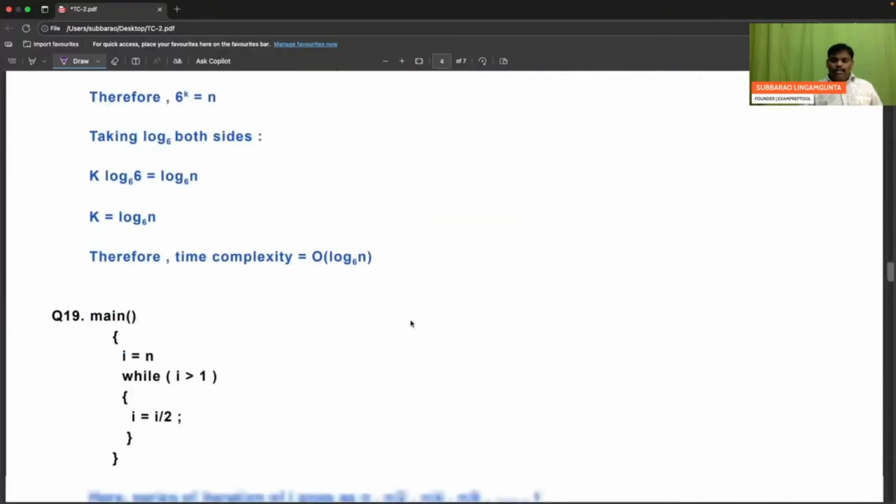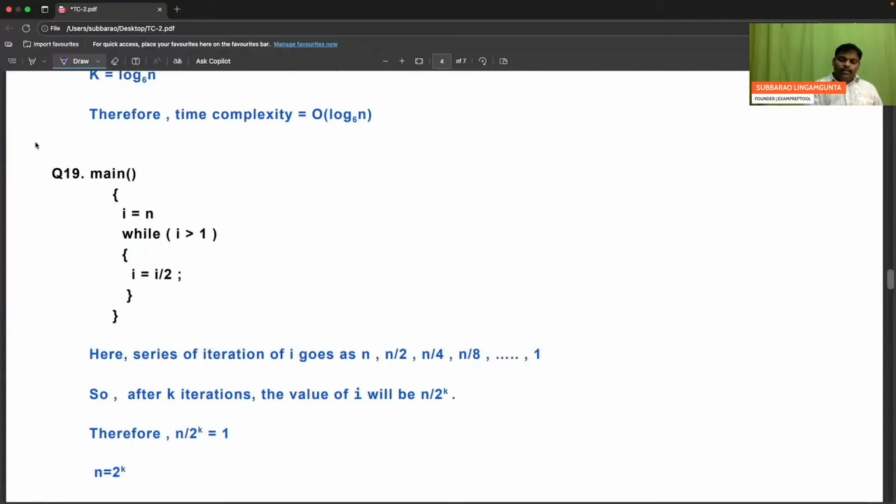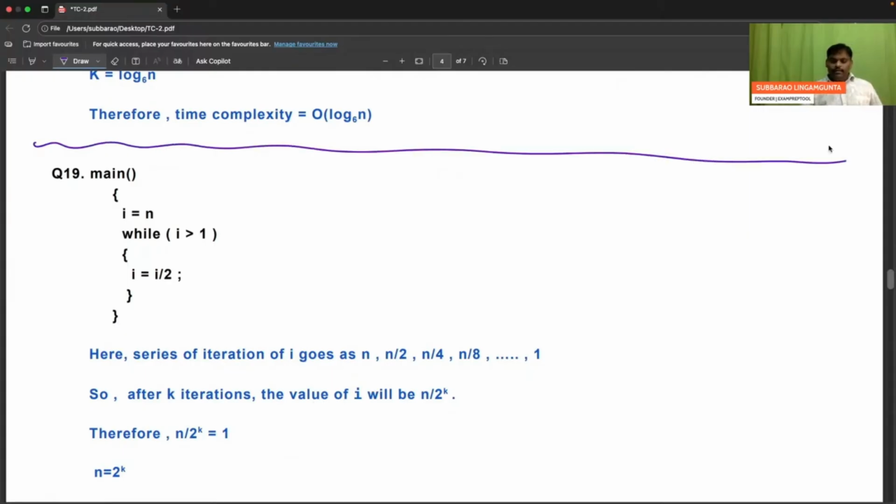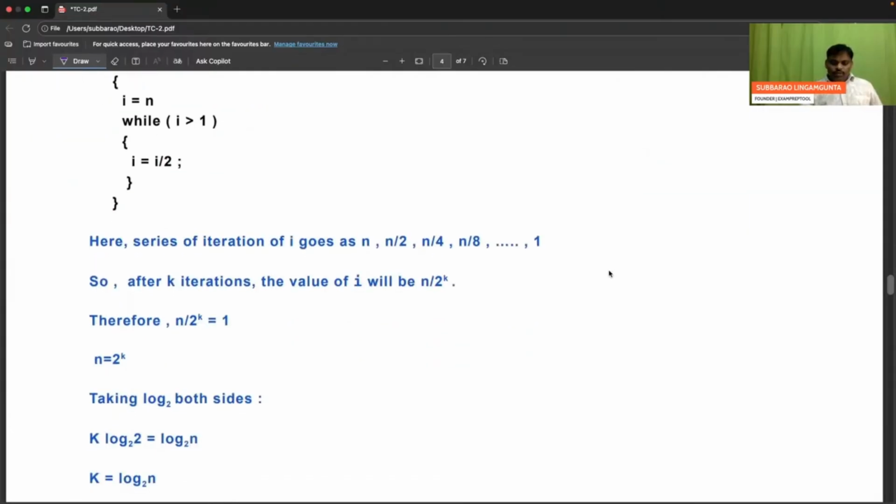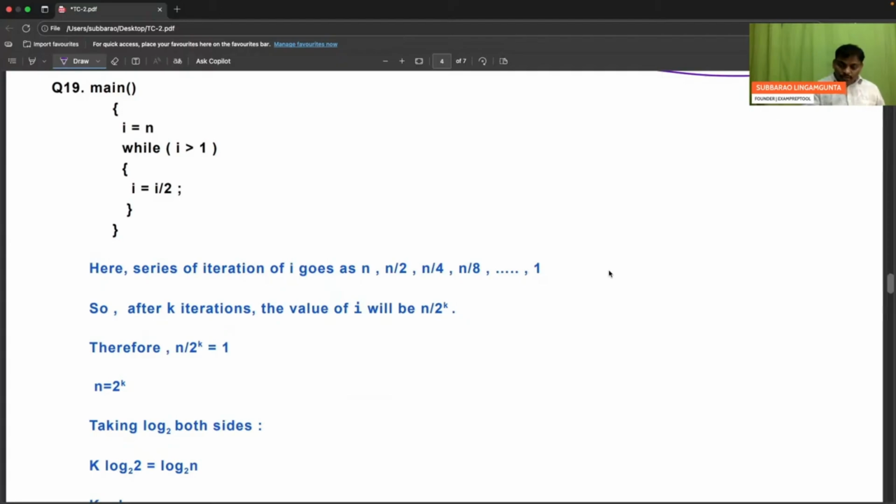Question number 18 we are done. Go to question number 19. Everyone observe what is question number 19. Very interesting. Start from small. Start from 1.